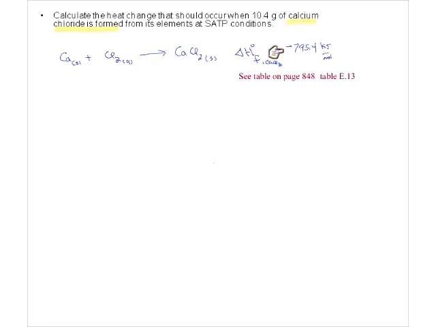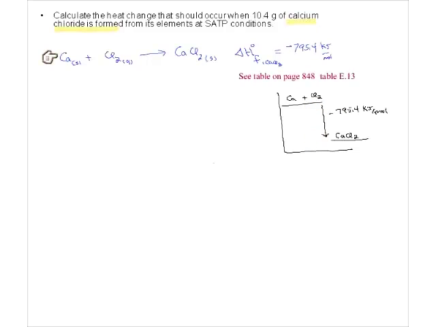And the table value for that is a negative 795.4 kilojoules for every mole that's formed. Now look at this and we say, hey, that's a negative value. So that's telling us that energy is being released. So this is very much an exothermic process.